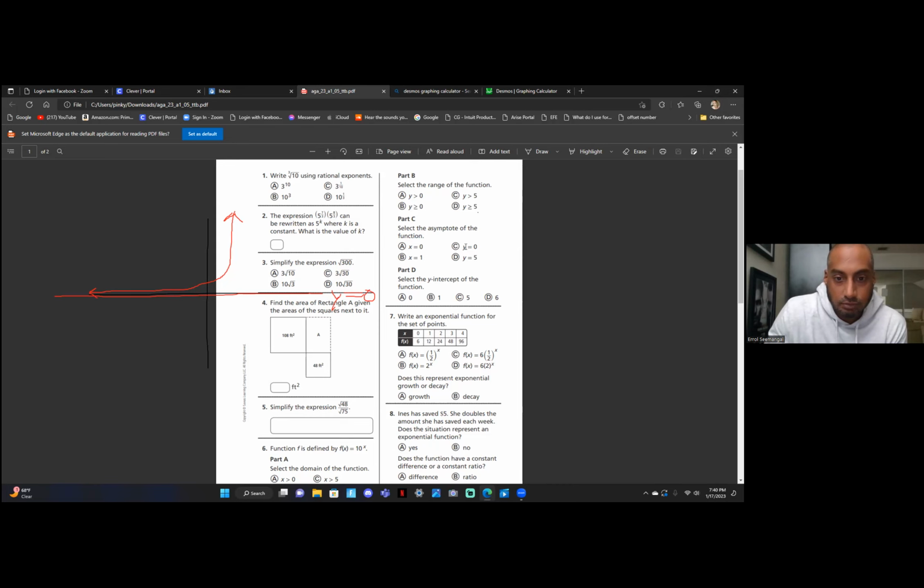You write that down so you remember for later. Asymptote means the graph gets closer and closer and closer to that point, but never touches it. So y equals 0 is really the x-axis. So it never touches the x-axis. So for part C, it's C.